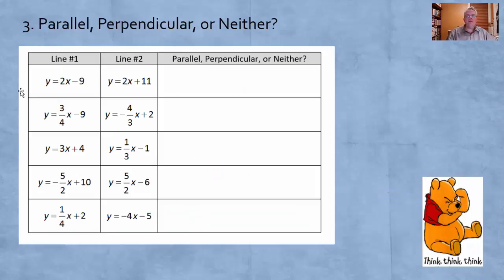All right, so we have parallel, perpendicular, or neither. So we're given two equations, and we got to decide, are these lines parallel, perpendicular, or neither? Well, we tell it by looking at the slopes. So the slope here is 2, and the slope of this one is 2. Since the slopes are equal, we know that those lines are parallel. This one, 3/4 and -4/3, they're opposite reciprocals. So this one's positive, this one's negative. That's 3/4, that's 4/3. So those are perpendicular.